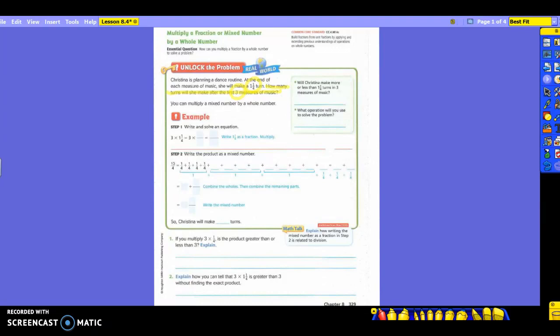Will Christina make more or less than 1 1/4 turns in 3 measures of music? More. And can you explain why more? Because there's going to be more measures than there was in this one. So this is just in 1 measure. We have to figure 3 measures. So our answer here is going to be more.